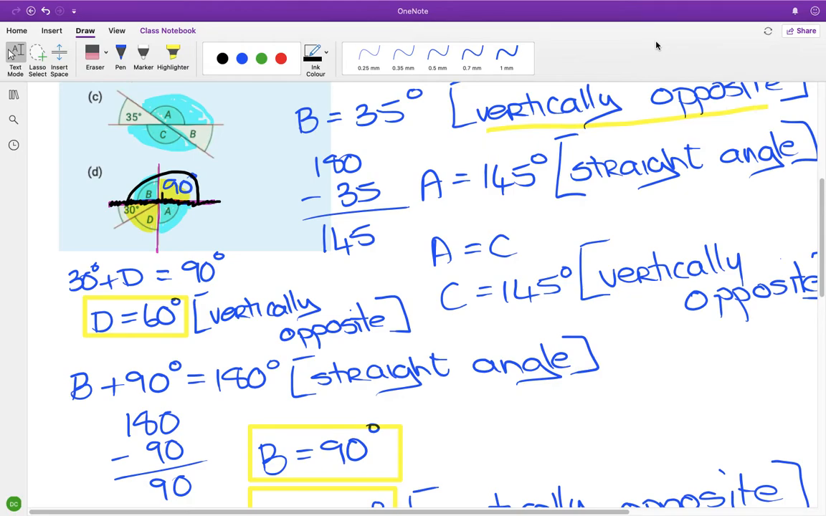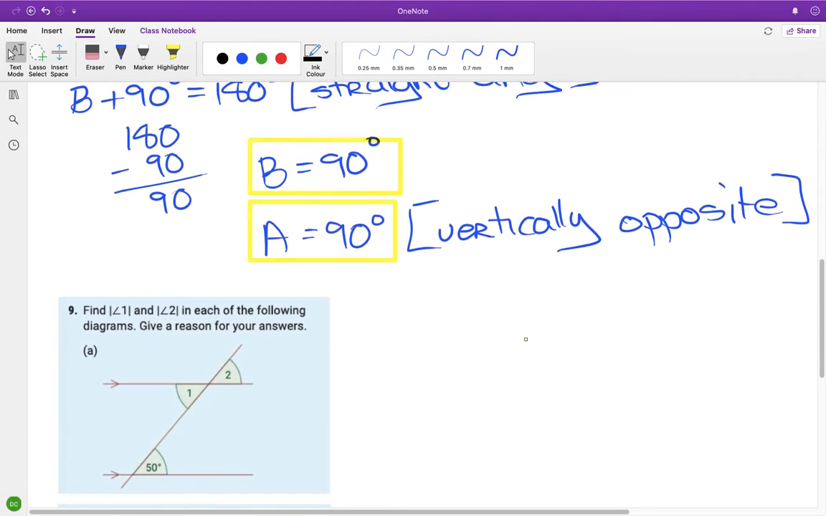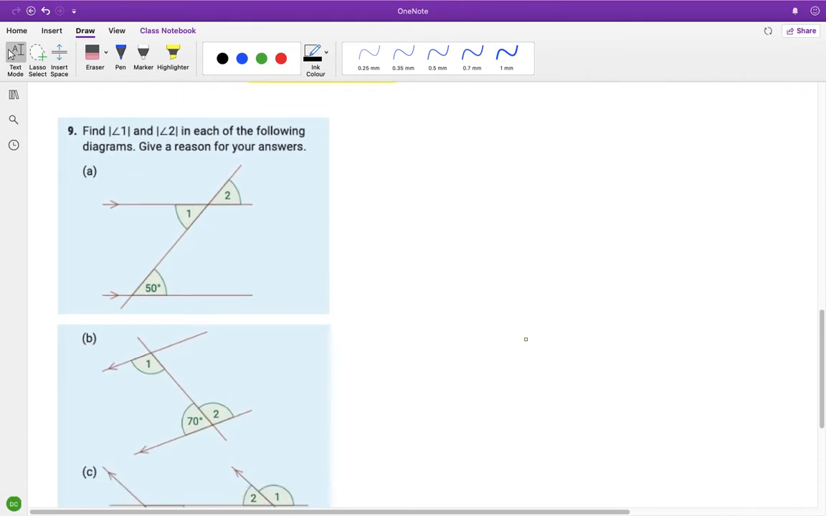Now we only have a handful of reasons. It's the four that I gave you yesterday: straight angle, full angle, vertically opposite, or alternate. So that's it. It's one of four reasons. Okay? Right, so we move down to these ones.